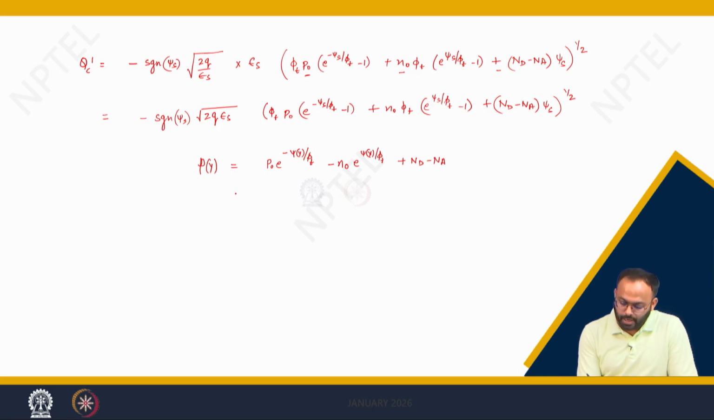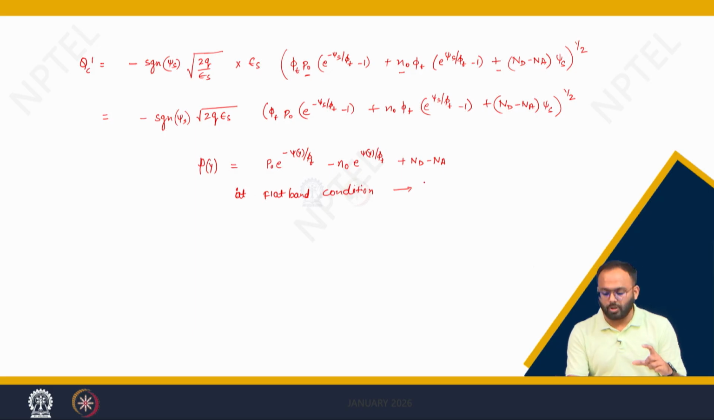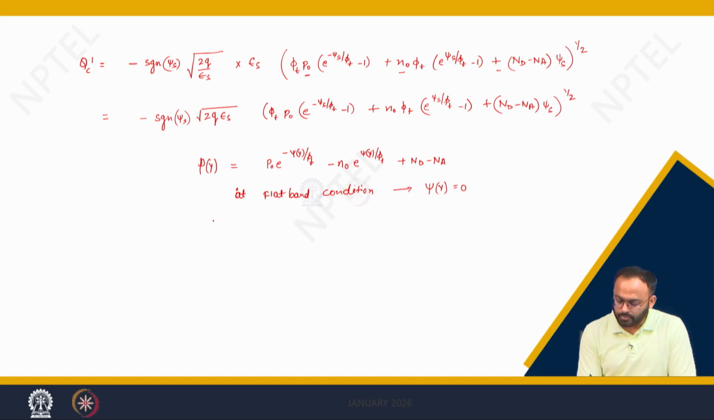What will happen in the flat band condition? At flat band condition, we know that the charge at the surface is 0 and the potential is also 0. If we keep that, the charge neutrality equation holds good and it will give you p0 e^0 minus n0 e^0 plus Nd minus Na equals 0. So, we can simply replace Nd minus Na with n0 minus p0.